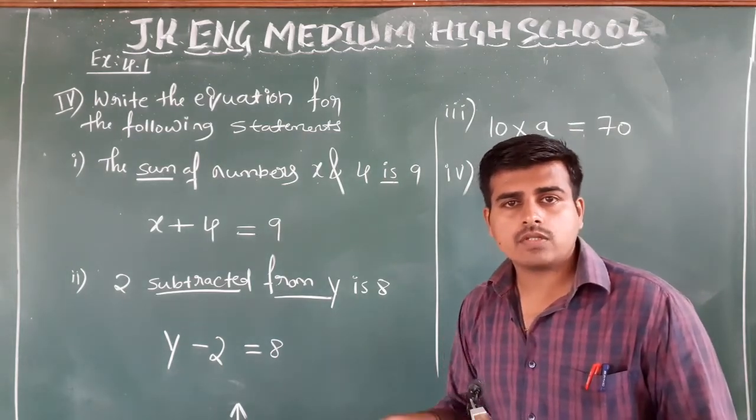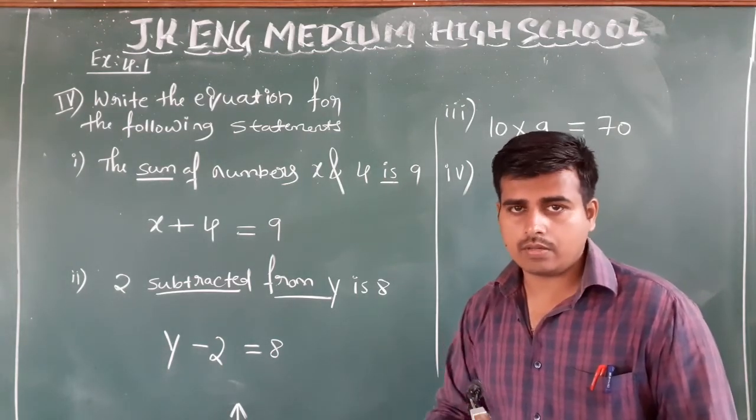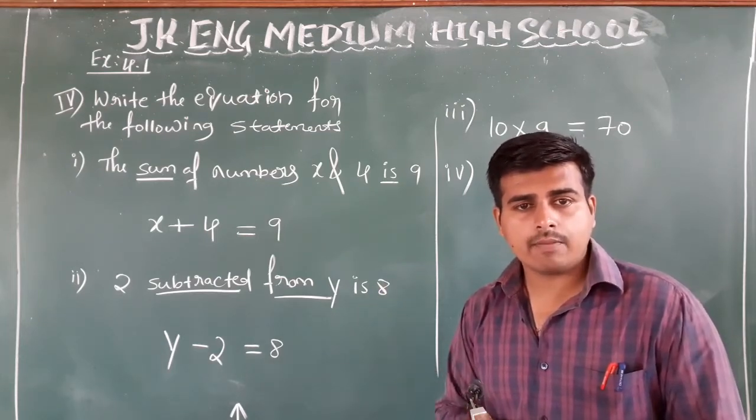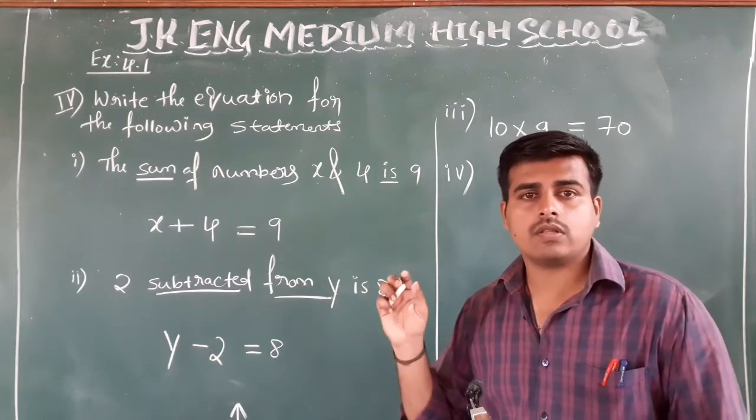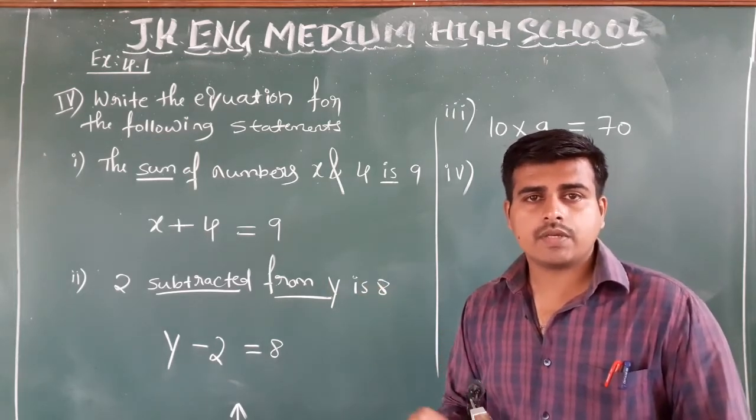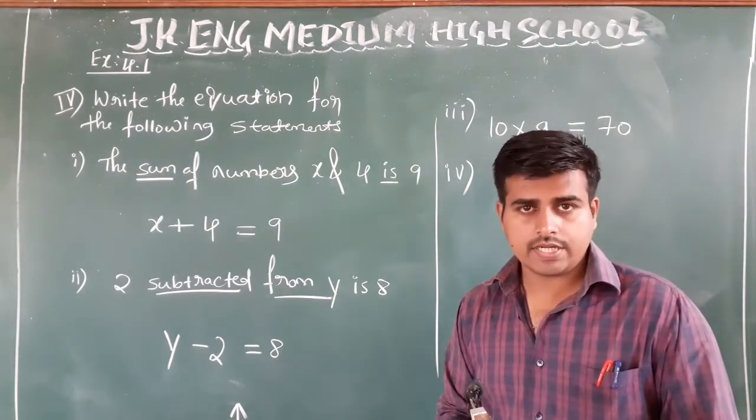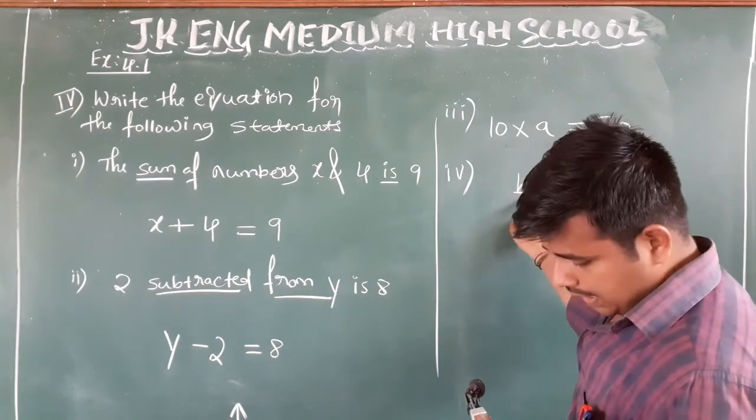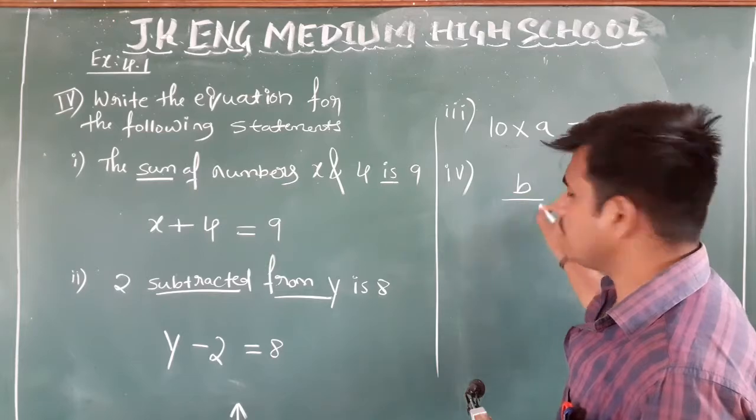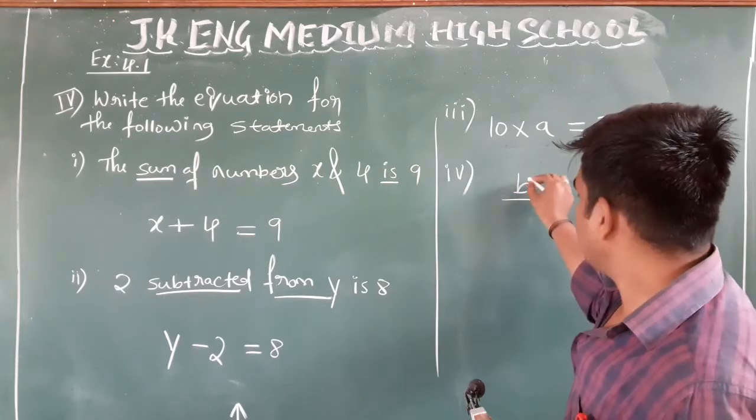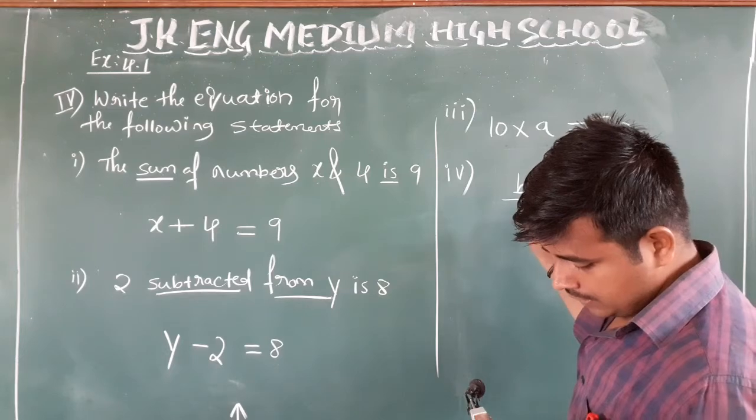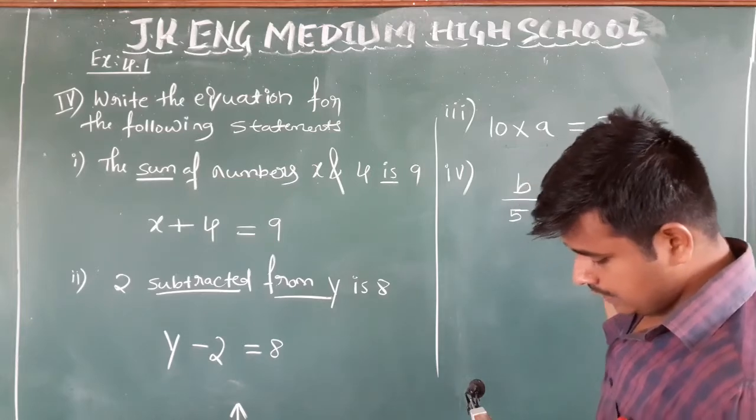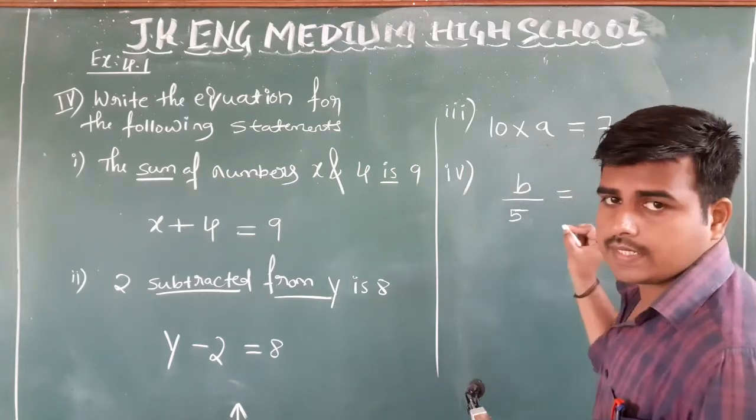How does the statement flow? You have to write it one by one. Or if you are capable of imagining the equation in your mind after reading the complete statement, and recalling it, then it is fine. Otherwise, while reading the statement, you can write one by one. The number B divided by means you have to use this symbol. The number B divided by 5 gives, under the equality sign, what?